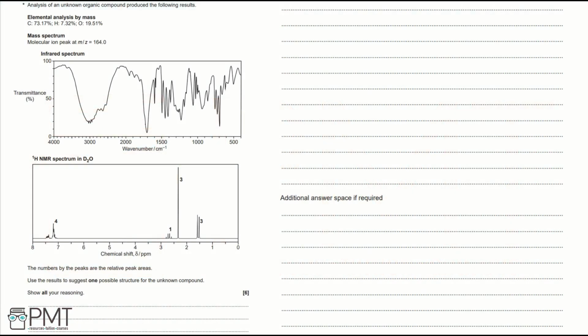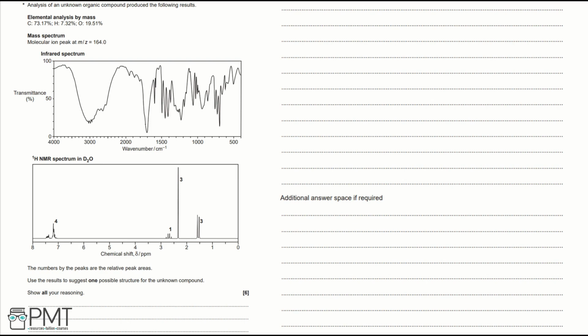Analysis of an unknown organic compound produces the following results. Elemental analysis by mass: carbon 73.17%, hydrogen 7.32%, oxygen 19.51%. Mass spectrum: molecular ion peak at m/z 164.0. Infrared spectrum shown below.